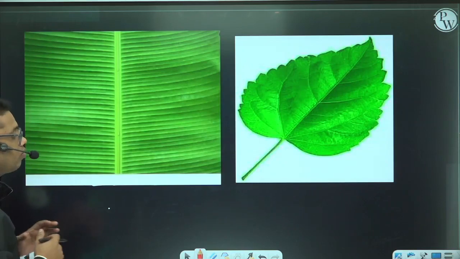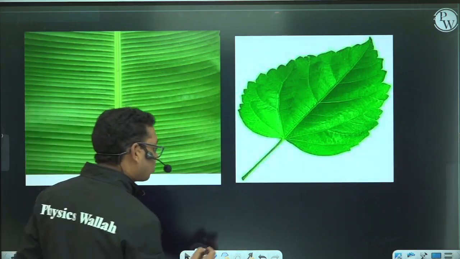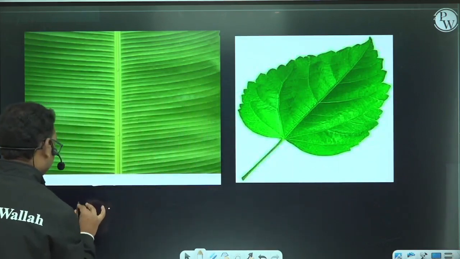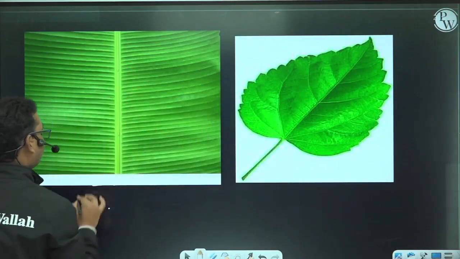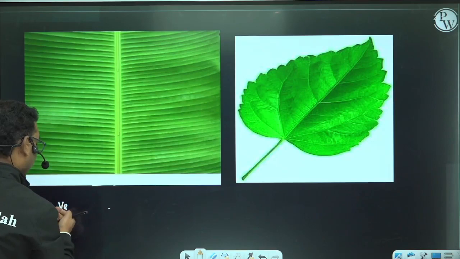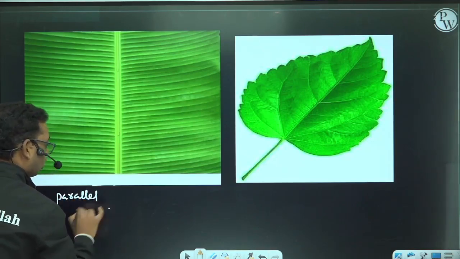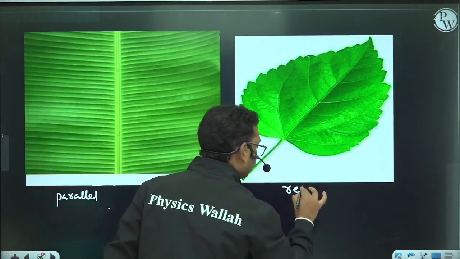Now what about the venation? Venation is nothing but the arrangement of veins. So this is venation. I can say this is an example of parallel venation, and this is an example of reticulate venation.